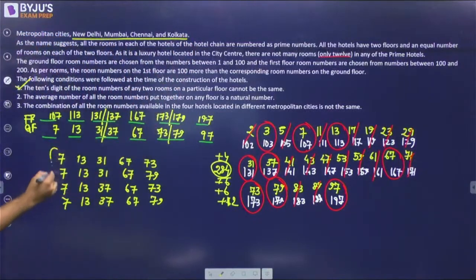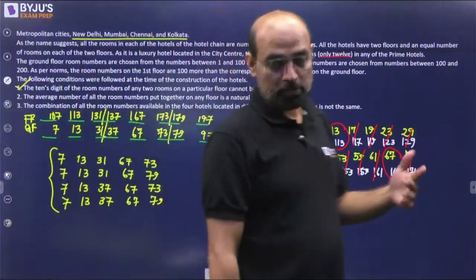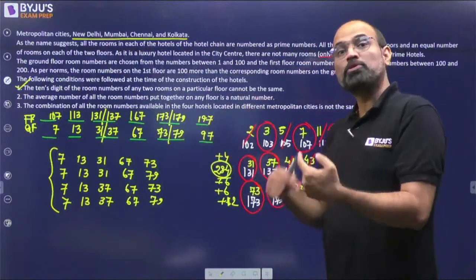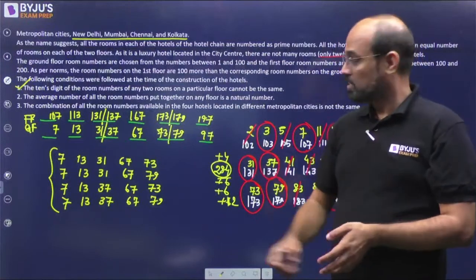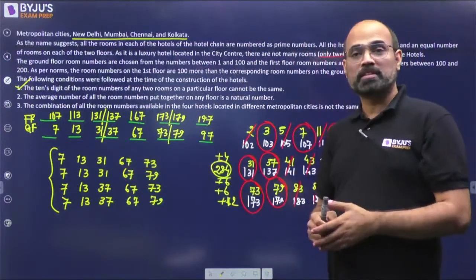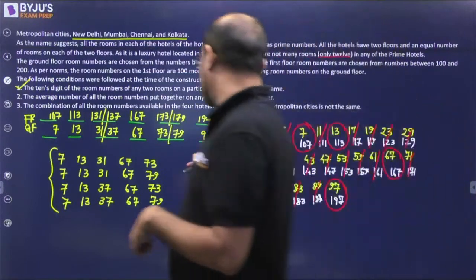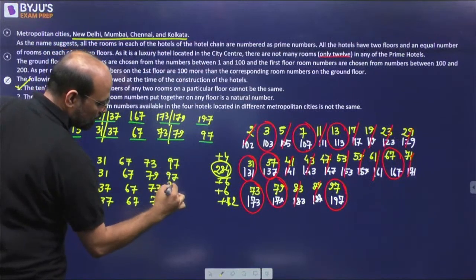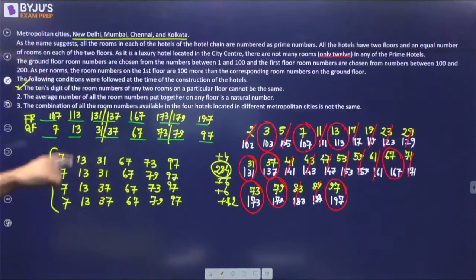So one of these cities is going to be New Delhi, another is going to be Mumbai, the next one Chennai, the next one Kolkata. For the 4 cities, these are the room numbers on the ground floor. What would be the first floor? Add 100 to all of this. Those are also prime numbers. If you add 100 to every number, the average will also increase by 100. If it was already an integer, it will remain an integer. An integer is a natural number.